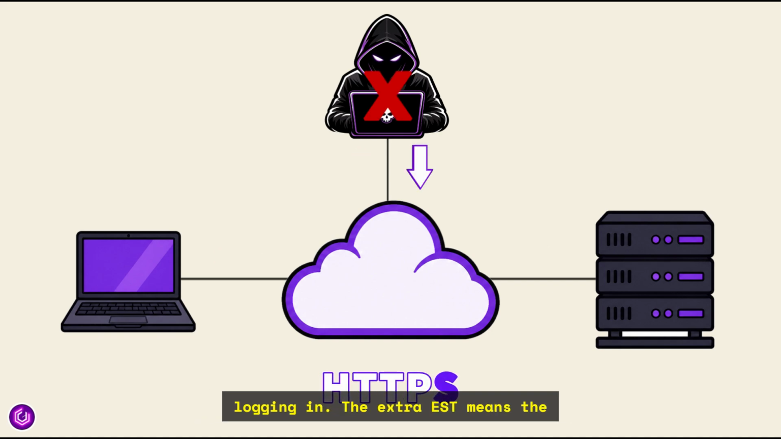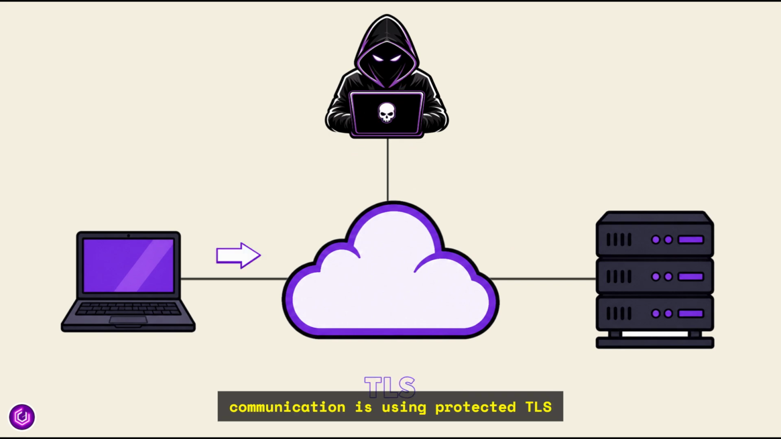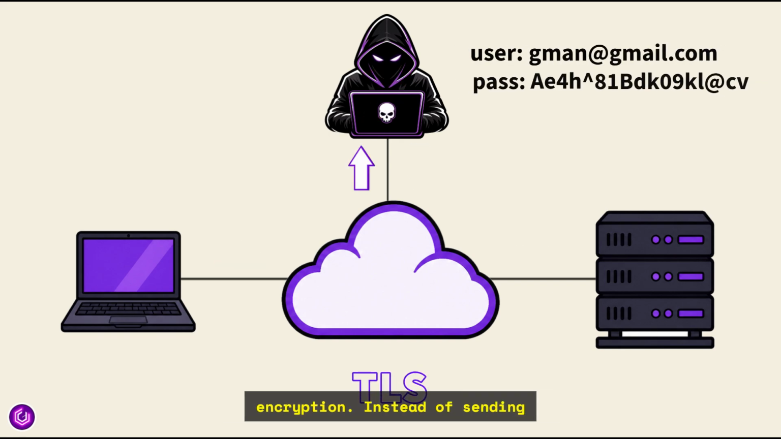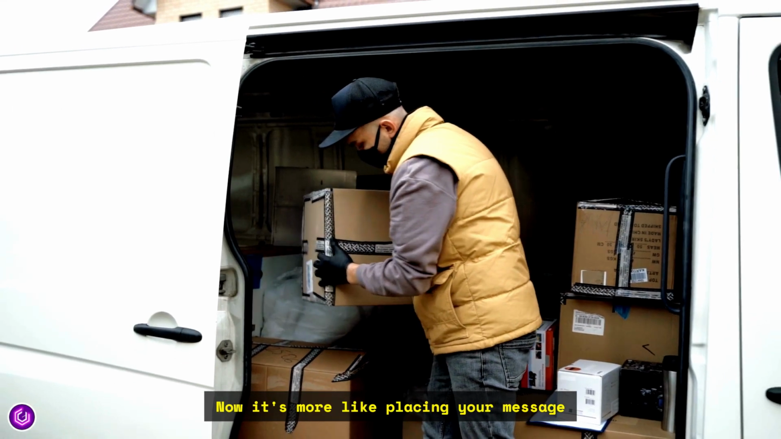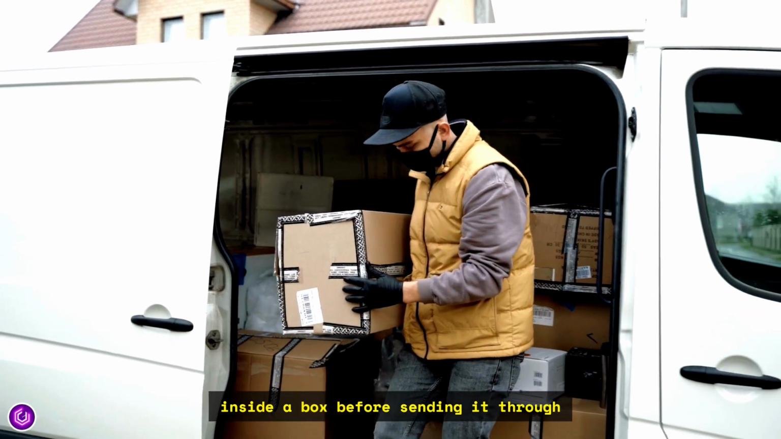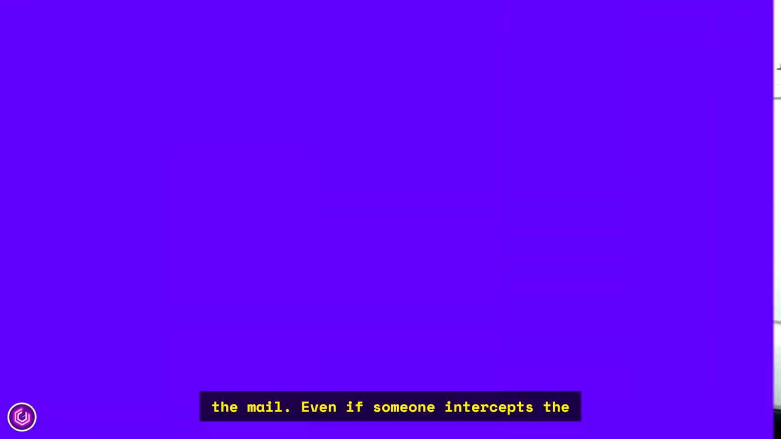The extra S means the communication is using protected TLS encryption. Instead of sending information in plain text, everything is encrypted before it leaves your device. Now it's more like placing your message inside a box before sending it through the mail. Even if someone intercepts the traffic, they won't be able to understand the contents.